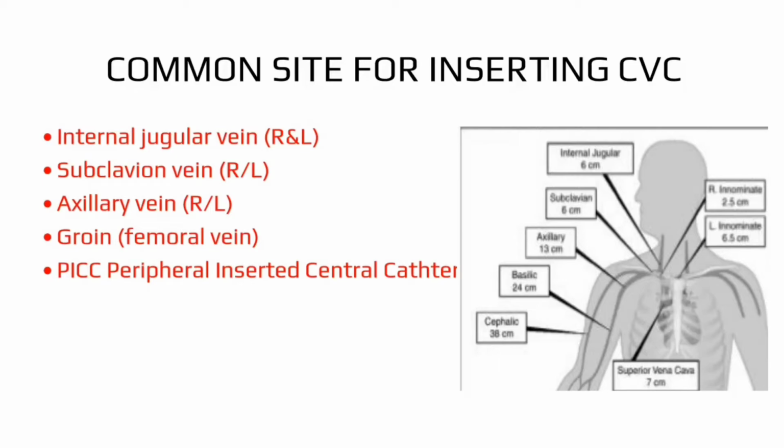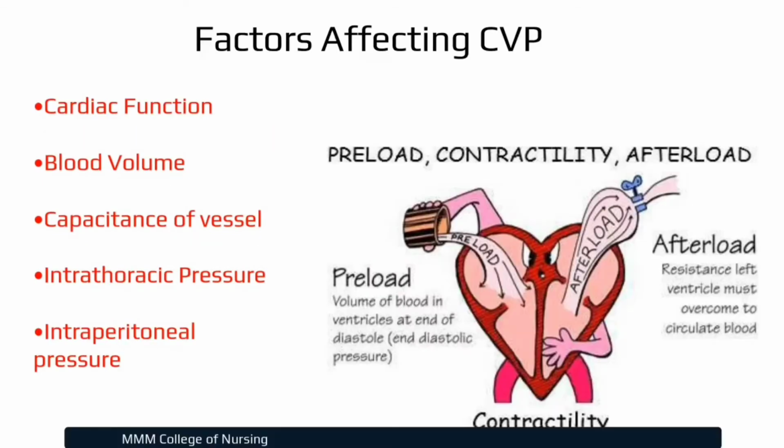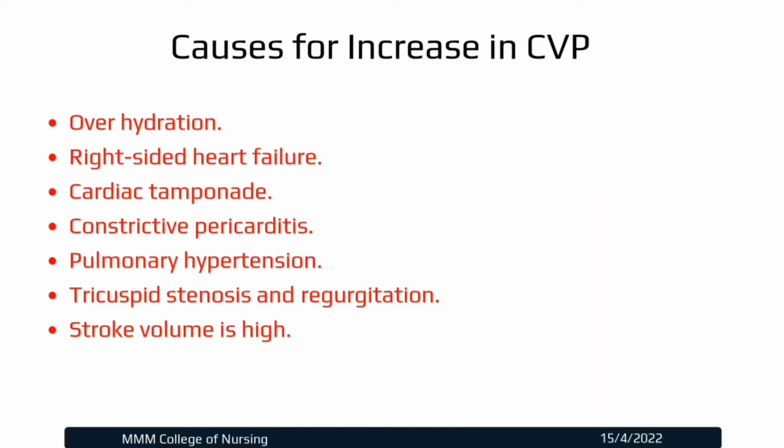What are the factors affecting the central venous pressure? One is cardiac function and blood volume, capacitance of the vessels, intrathoracic pressure and intraperitoneal pressure. Now let's move on to the causes for increased central venous pressure. One is overhydration and right side heart failure, cardiac tamponade, constrictive pericarditis, pulmonary hypertension, tricuspid stenosis and regurgitation, and high stroke volume.